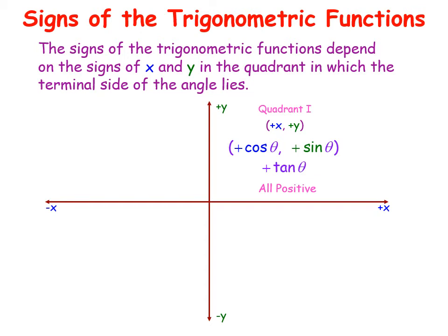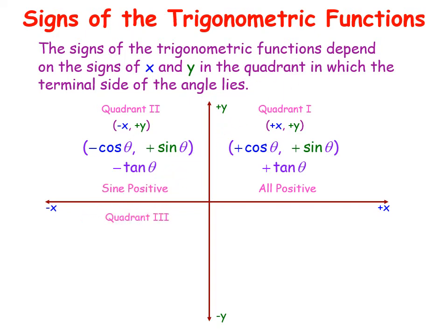Go to the second quadrant: x is negative and y is positive. Finally, it will be negative cosine and positive sine. Finally, tan will be negative. So in the second quadrant, only the sine will be positive, right?